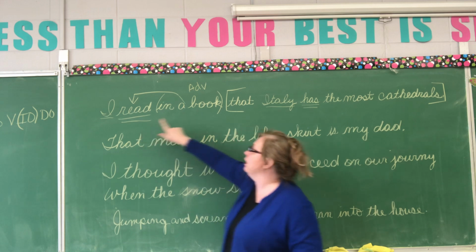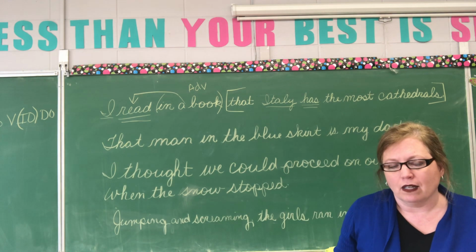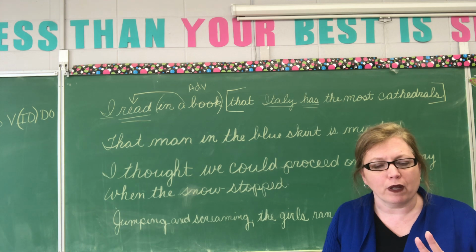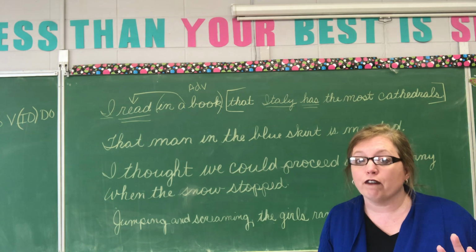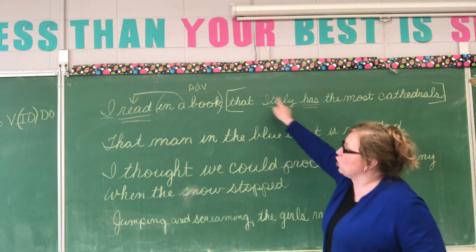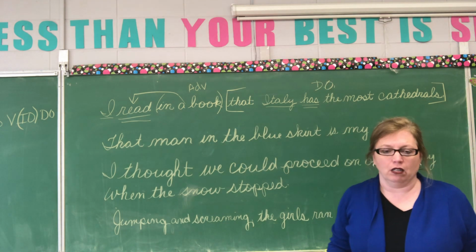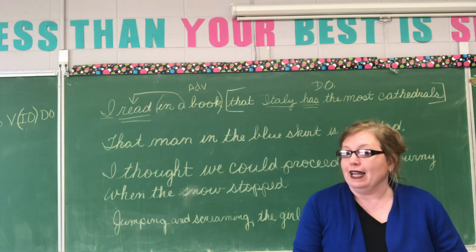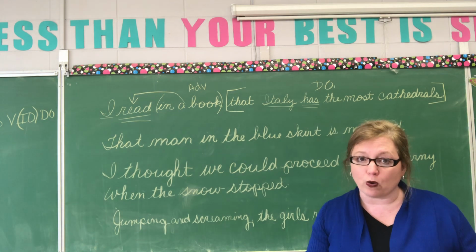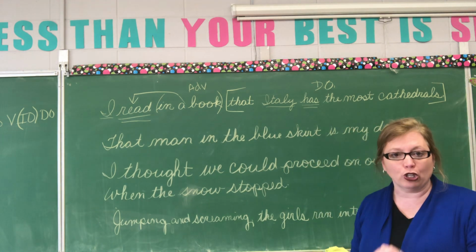I read that Italy has the most cathedrals. I read what? That Italy has the most cathedrals. When you have a subject and verb and you ask what, you're finding the what? The direct object. So this clause is acting like my direct object. Since it's the direct object, it's not an adjective. It's not an adverb. It's a what? Direct objects are always nouns. So this is called a noun clause.